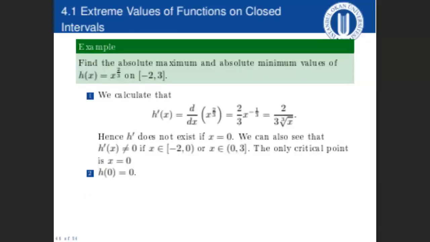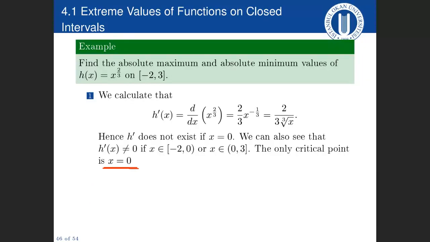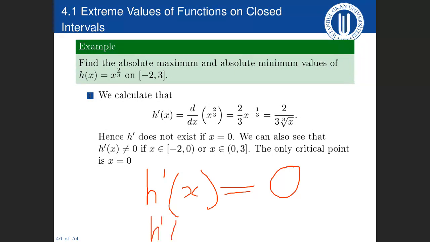Let's repeat this example. Step 1 is to find the critical points. So we either want to find all of the points where h prime is equal to 0, or we want to find all of the points where h prime of x does not exist. This is what we want.